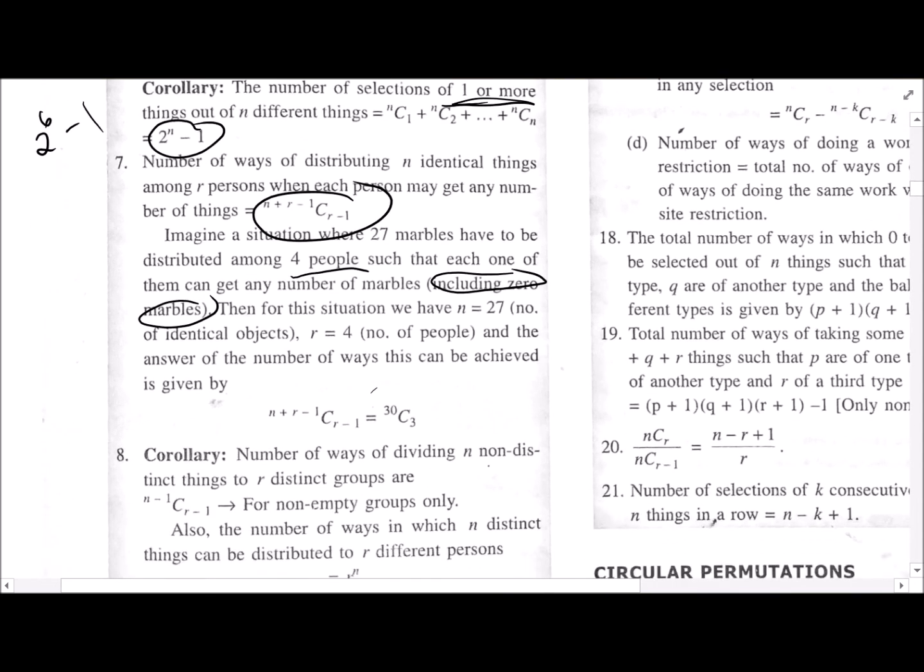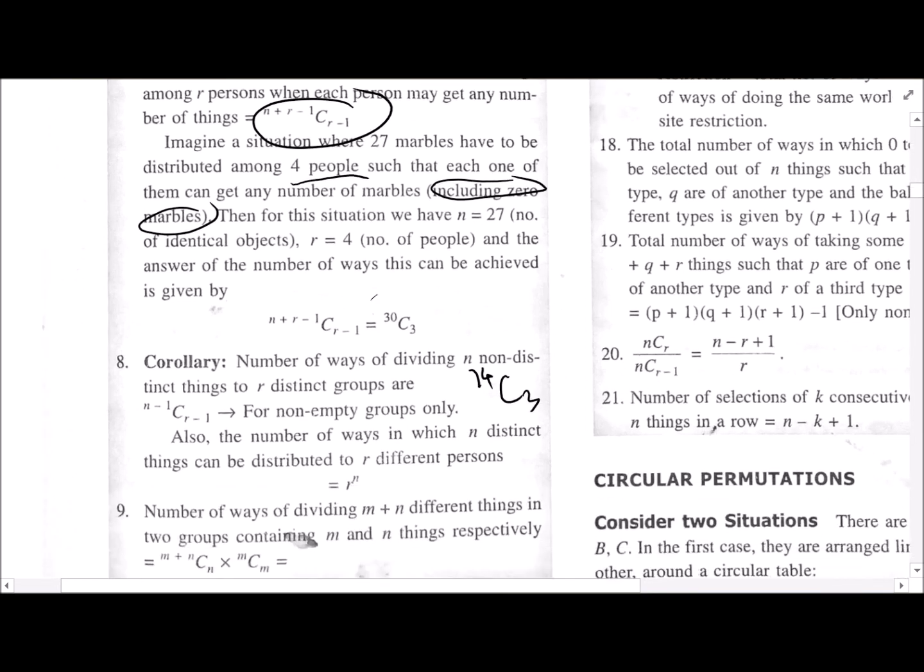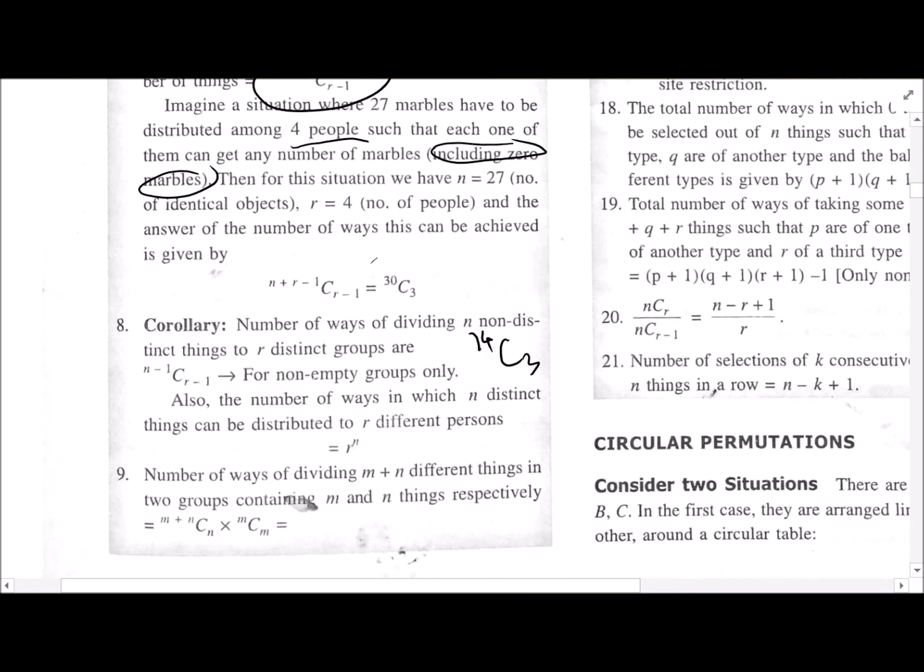The number of ways of dividing n non-distinct things, that means n identical things, into r distinct groups. Say I have 15 identical marbles and I have 4 groups, and I will divide into 4 non-empty groups. That means in this case I cannot give 0 marbles to any group. I have to give at least 1. So I have to distribute 15 marbles in 4 groups. Then the formula will be 14C3, where non-empty groups only are allowed.